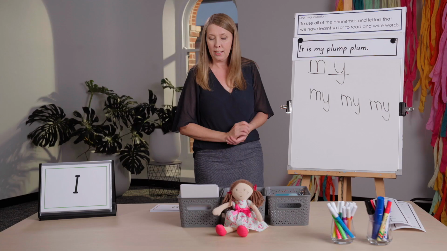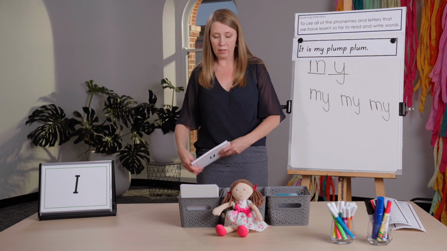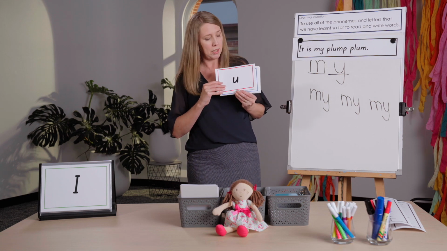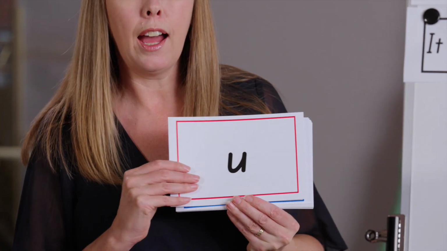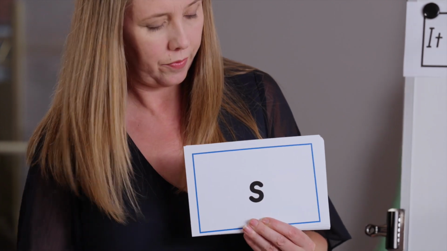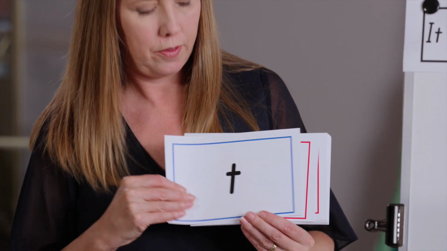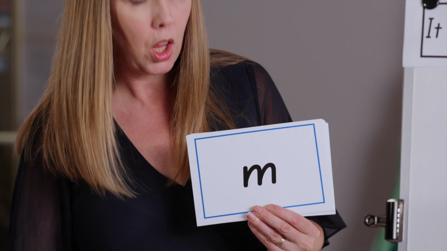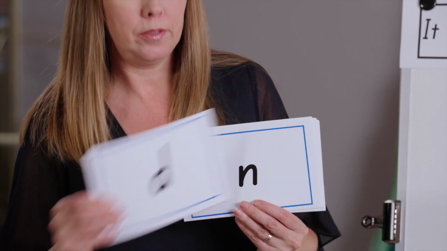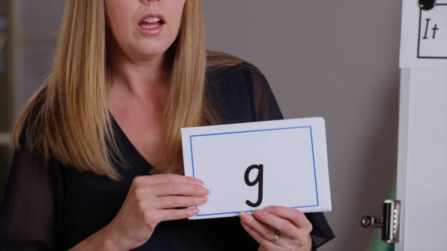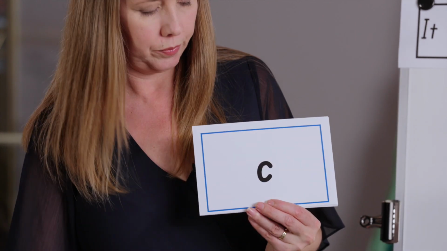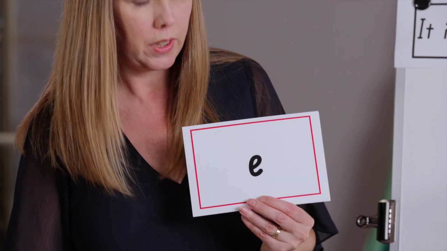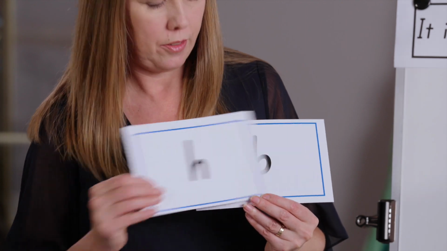Excellent reading. It's time now to review all of the graphemes that we have learnt so far. This time we're just going to say the sound as we see the card. Are you ready? A, L, S, T, I, A, P, M, D, N, G, O, K, R, F, E, H, B.